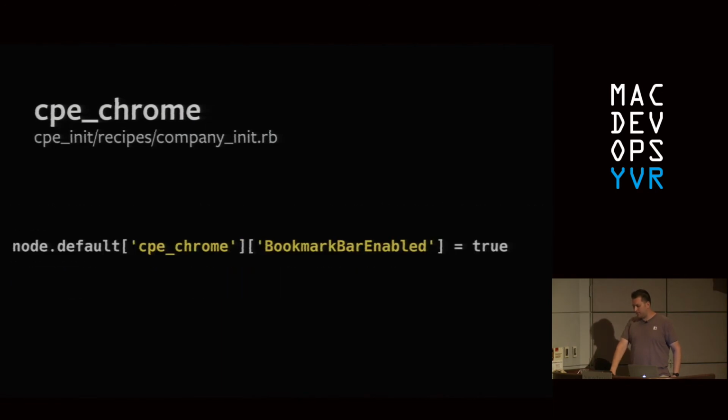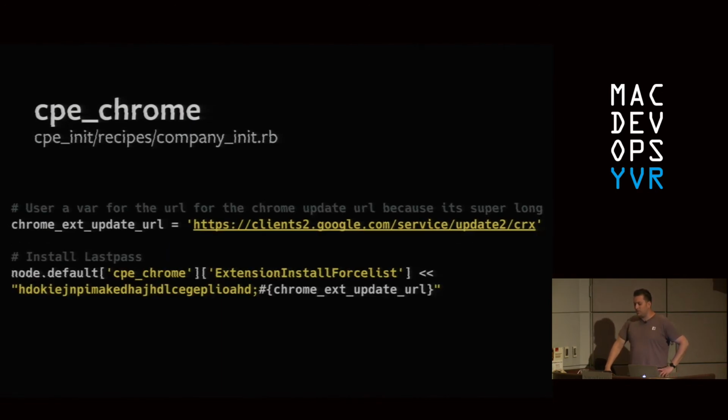So perhaps you want to force install an extension, like one of our users didn't like. You can tell it the update URL for the extensions, and then you give it the identifier for the extension. And here we're making sure that LastPass is always installed on our machines, but because we're pointing it to the update URL, it also makes sure it gets updated.